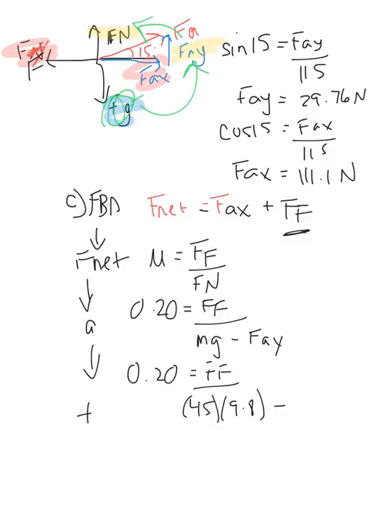So it's 29.76. Right, that's a Y, not an X. Because FG minus FAY is going to give us our FN value. So if you multiply 45 times 9.8, subtract 29.76, multiply by 0.20, you're going to get a friction force of 82.25.